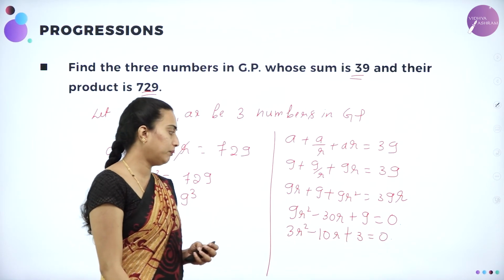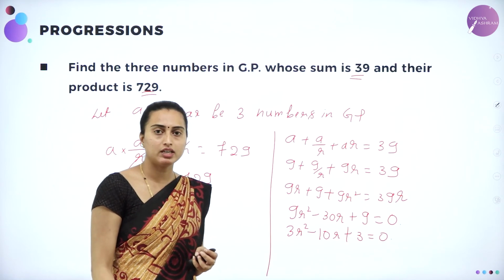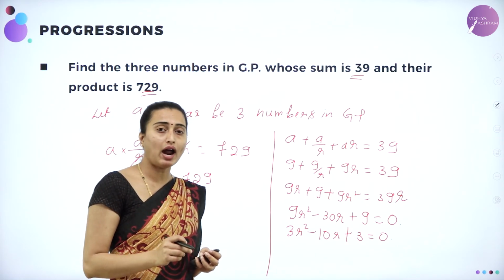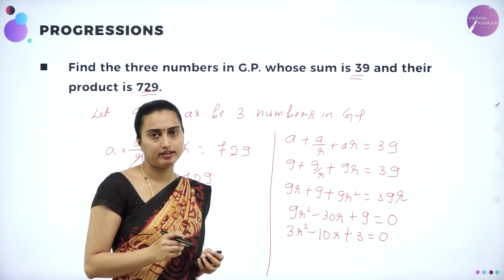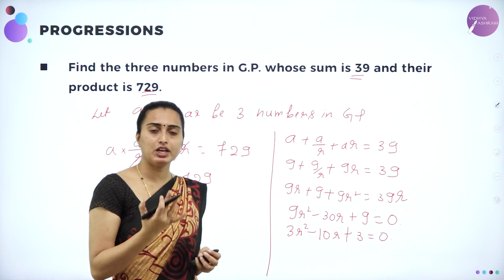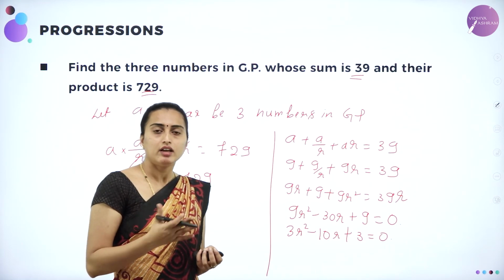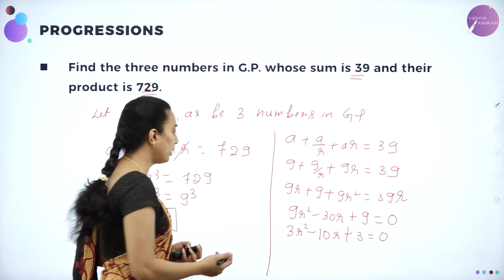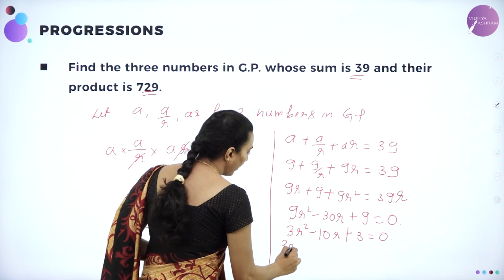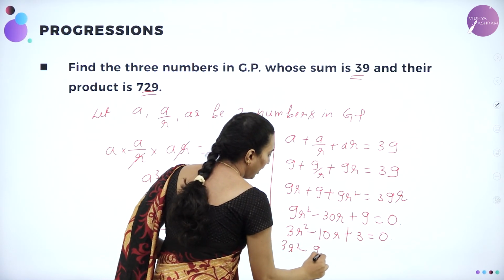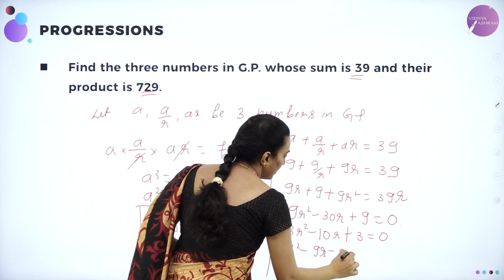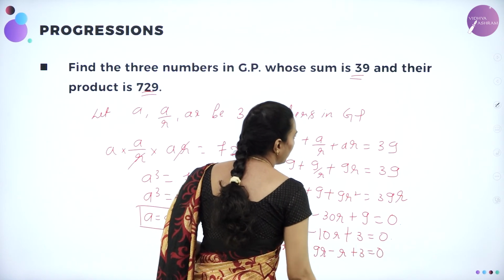Now if you multiply, you should get 9, and if you add or subtract, you should get 10. So here 3 3s are 9, but 3 plus 3 is 6. Only one condition is remaining: 9 1s are 9, 9 plus 1 is 10. So therefore I can take it as 3r squared minus 9r minus r plus 3 is equal to 0.